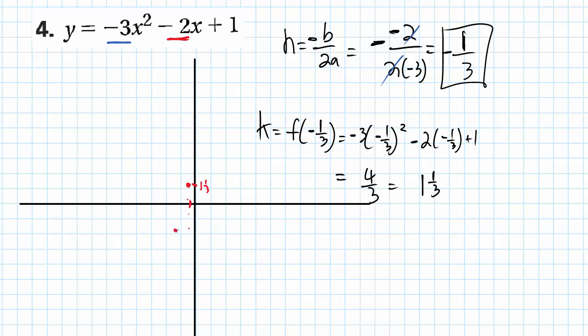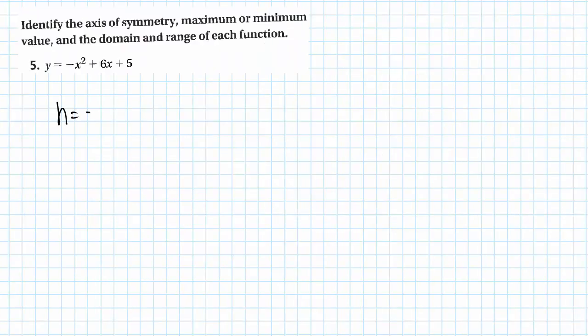I know that it's downward facing, so I know it's going to go down. And again, the a is negative 3. So I'm going to go down 3 and over 1 to each side. And that gives me a pretty rough sketch of the graph right there. So that's how to graph parabolas.